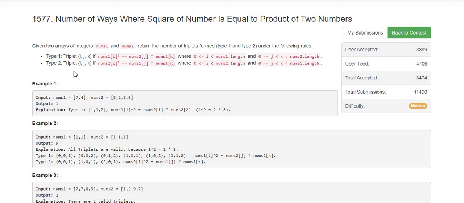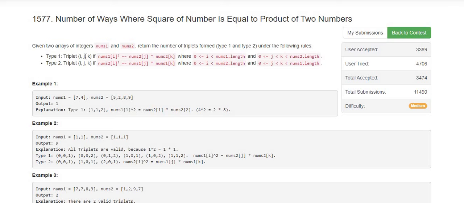So today we are going to discuss a problem from the LeetCode weekly contest 205. The problem is number of ways where square of a number is equal to product of two numbers. What we are given here is two integer arrays, nums1 and nums2, and we have to form triplets in such a way that there are two types of triplets.